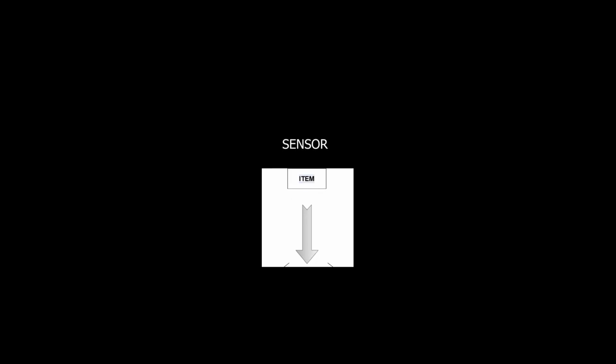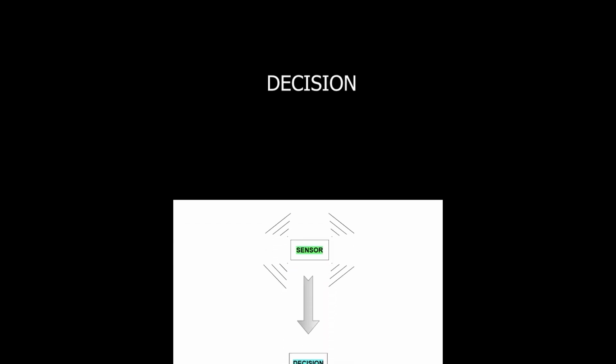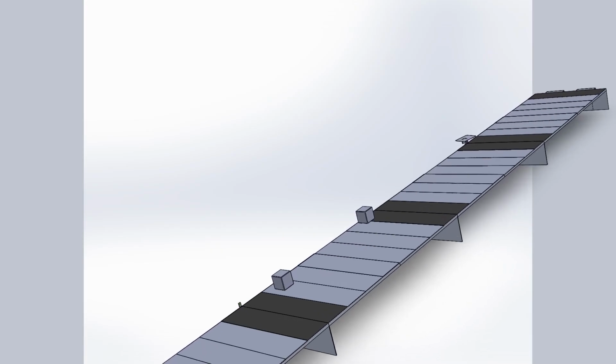The next component is the sensor. The sensor detects when an item reaches a specific position. Once the sensor detects an item, the control system must make a decision. Should the item continue straight or should it be redirected?